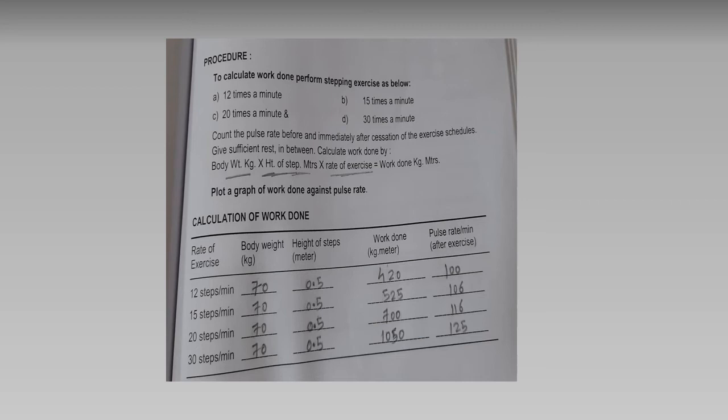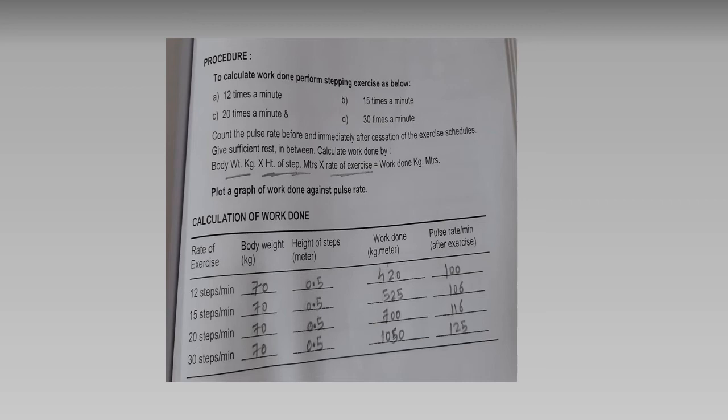Okay. So here what we need to do is the calculation of work done. See, at the bottom there is a table given. So first is rate of exercise. You can see there is 12 steps, 15, 20 and 30. The second is body weight, kilogram. So that will be unique. You need to write down your own body weight. So I have put it as 70. You have to put your body weight, whatever it is, 55, 56, 60, whatever. Okay. Then height of steps in meter. So that will be 0.5 meter in all. Then work done, kilogram meter.